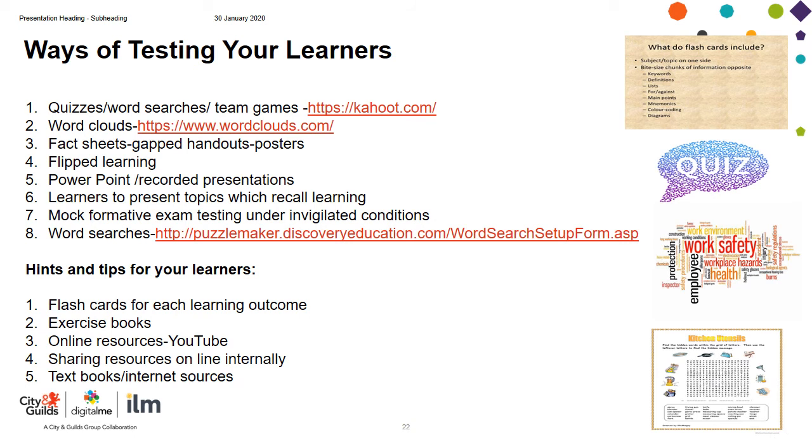There are some suggestions and links here to websites to help with using teaching and learning strategies which encourage your candidates or learners to be curious and creative and develop their confidence and increasing independence. Some learners tend to use flashcards for each learning outcome. Many prefer to write in exercise books. They will access YouTube for some useful online resources or sharing resources online internally, and some may prefer to use textbooks. But this slide provides a wide range of resources that you can access.